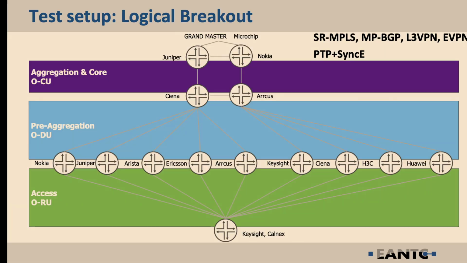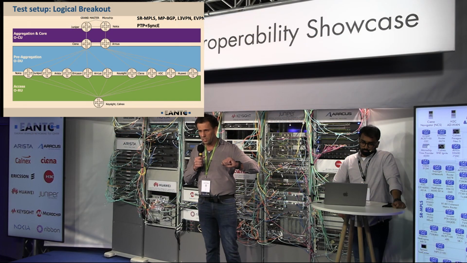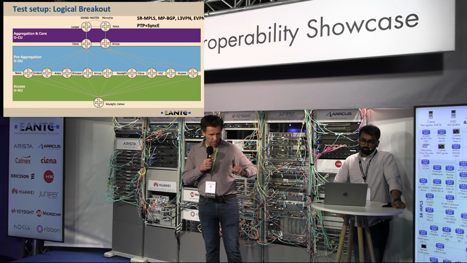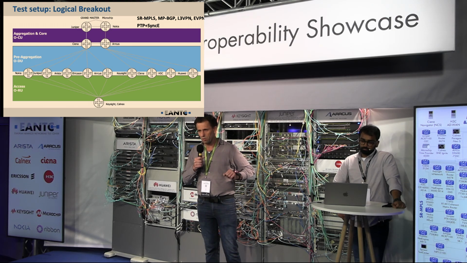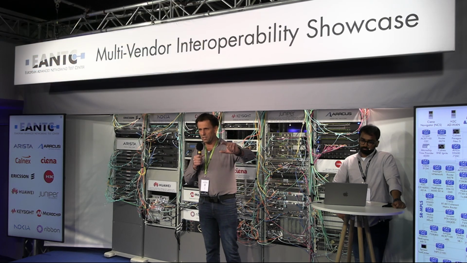The topology is really exhaustive, and the three main layers are listed. So we have access devices, ORUs, and you see the names who participated in this topology. And then we have the pre-aggregation layer that connects those ORU devices together. And then we have aggregation and core devices, the two on top. And those two on top are connected to the Grandmaster.